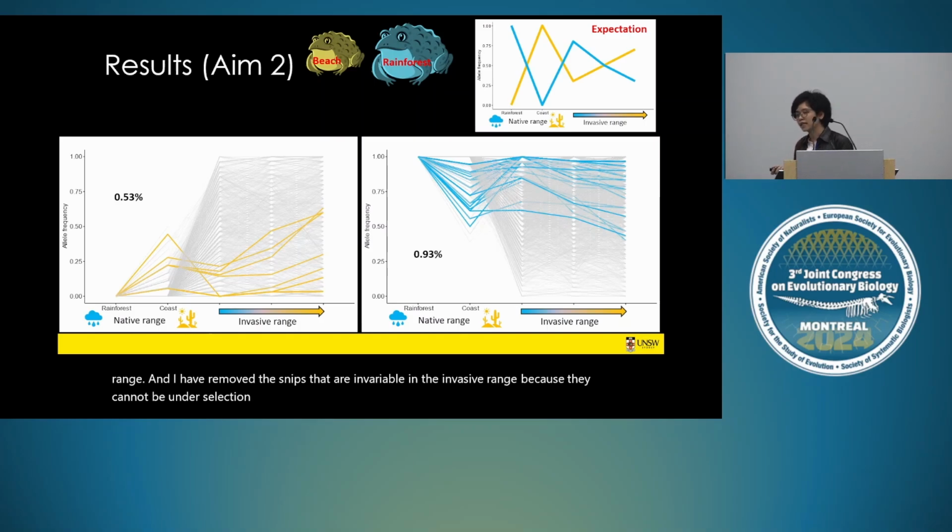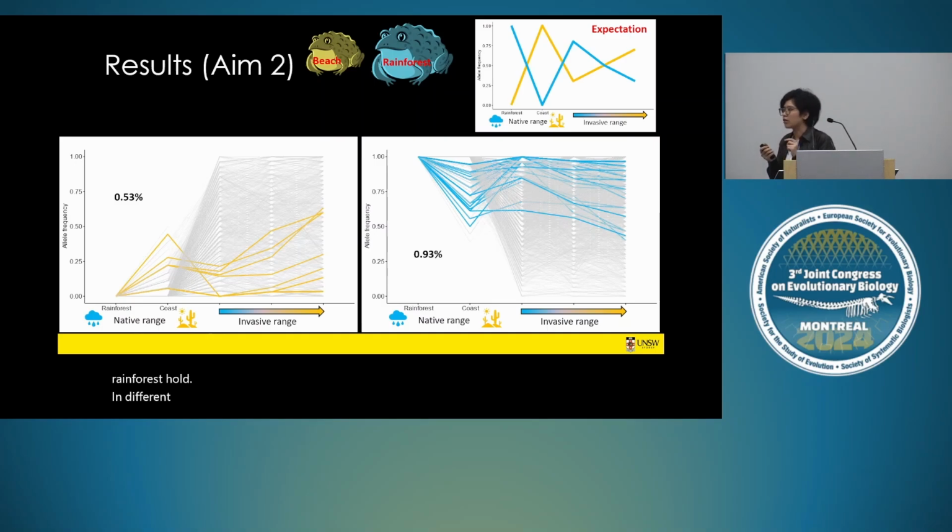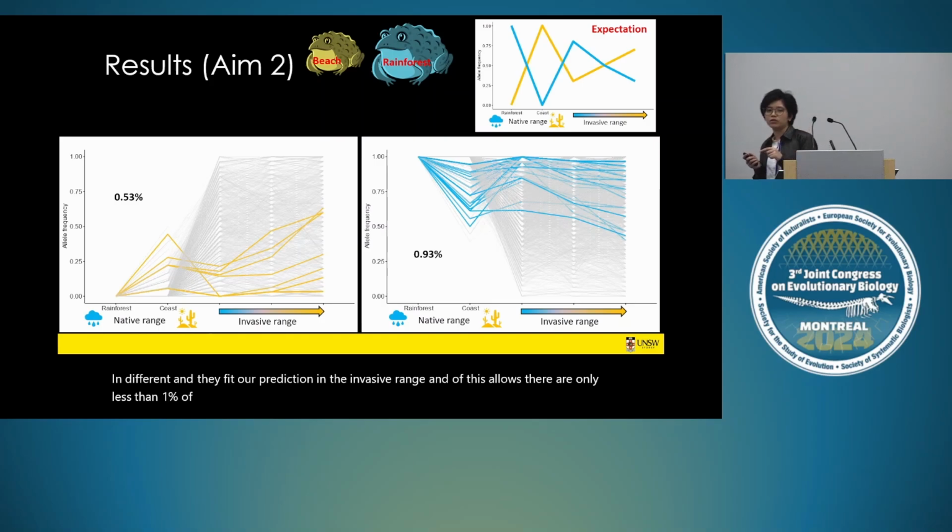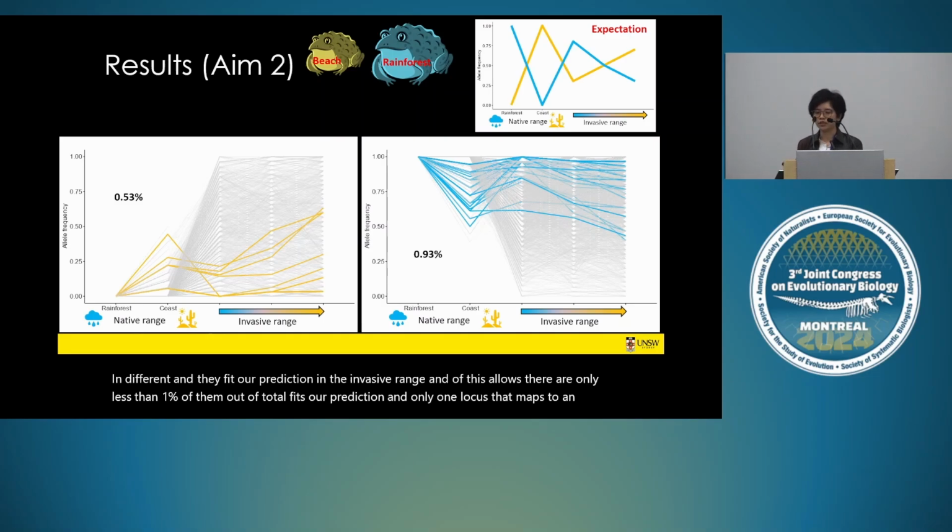And the colored lines here mean the alleles that are fixed in the rainforest toads in the native range and fit our prediction in the invasive range. Of these alleles, less than 1% of the total fit our prediction, and only one locus maps to an annotated gene region of the genome.